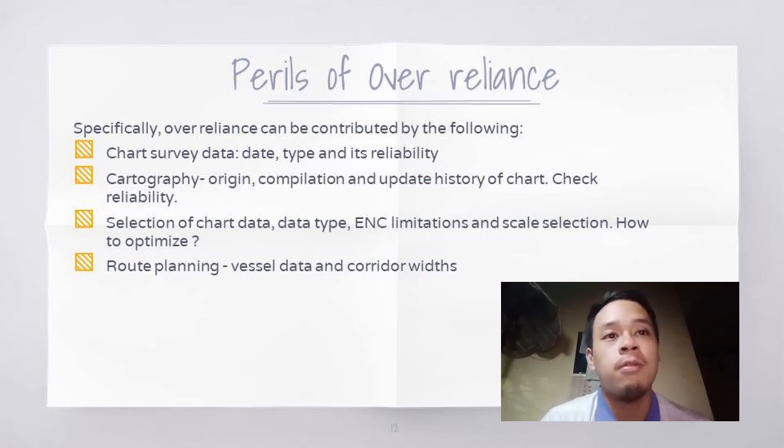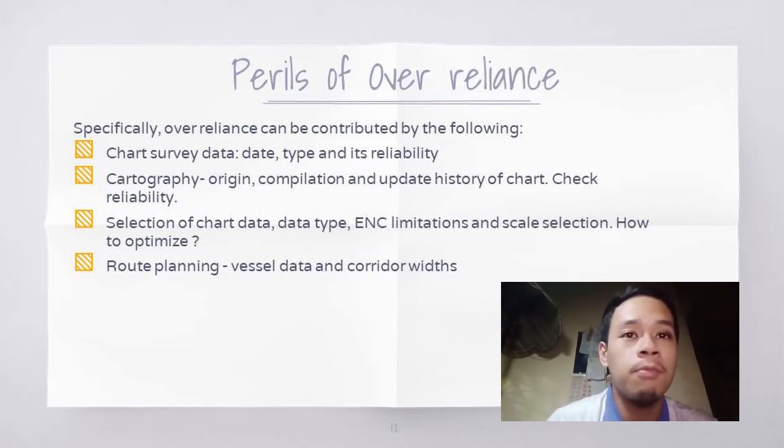There are some other problems also, like chart survey data, cartography data, selection of chart data and data type, route planning, and vessel data such as corridor width. These are some of the causes of over-reliance on the tool.